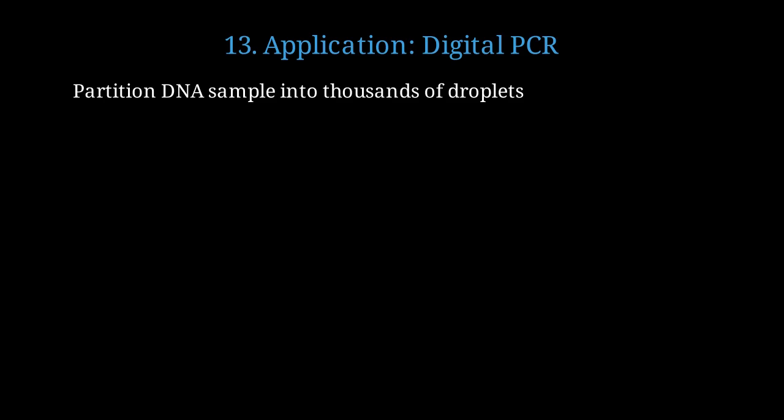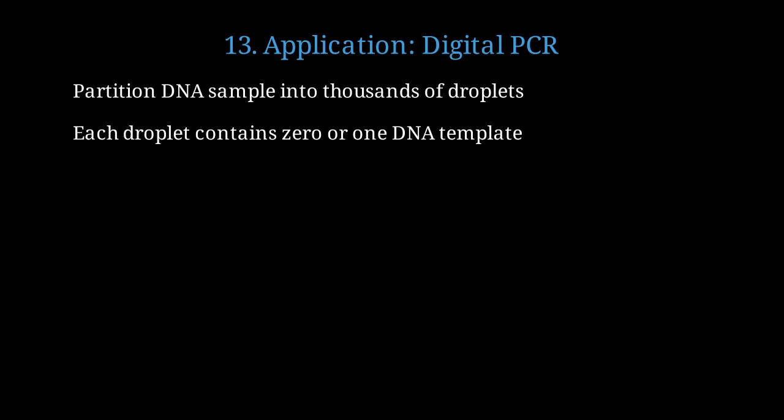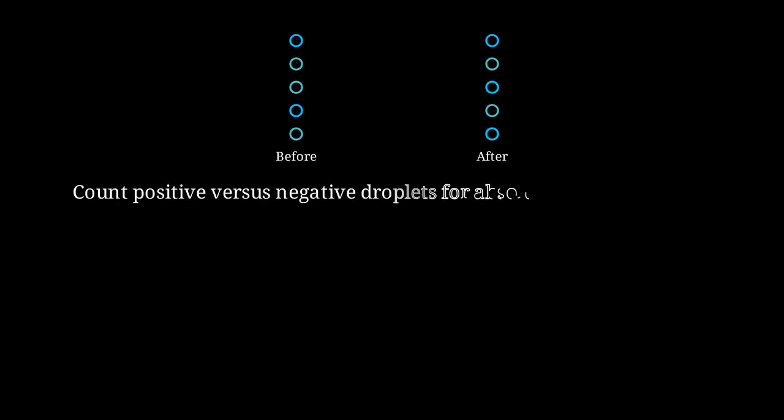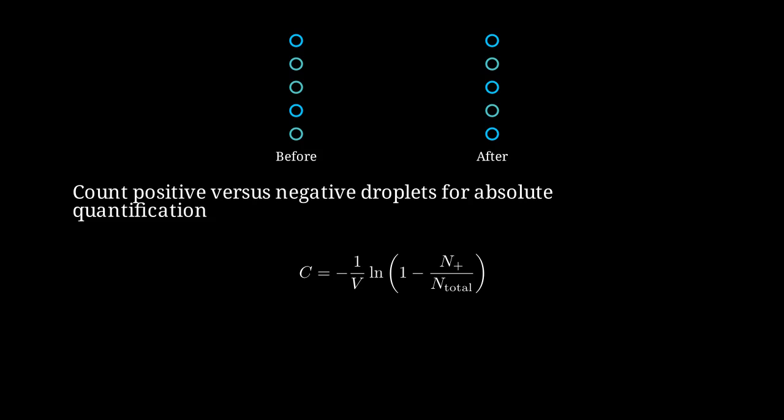Digital PCR is another powerful application of droplet microfluidics. In digital PCR, we partition a DNA sample into thousands of individual droplets. Each droplet contains either 0 or 1 target DNA template molecule. Before PCR, droplets are uniform. After PCR, droplets with template glow brightly while empty droplets remain dark. By counting positive versus negative droplets, we obtain absolute DNA quantification without standard curves. The concentration C equals -1 over volume times the natural log of 1 minus positive droplets over total droplets.